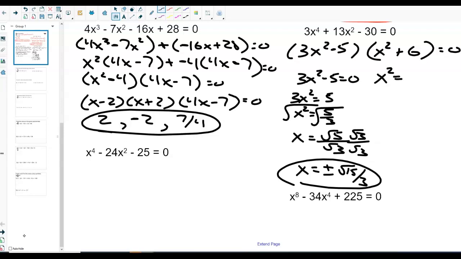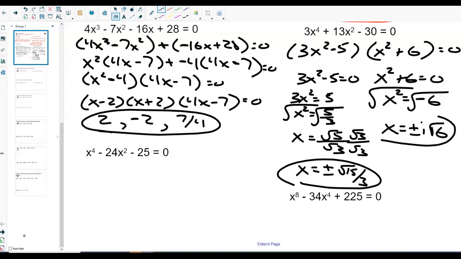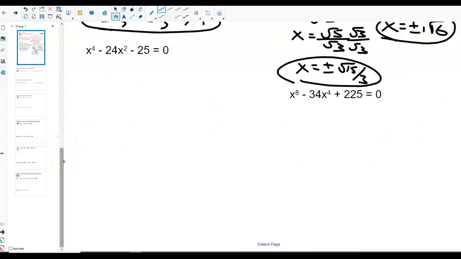Here, even though it's a more complicated looking answer, it's actually probably simpler math. X squared equals a negative 6. When I take the square root of both sides, those are my four answers. Plus or minus root 15 over 3, plus or minus i root 6.